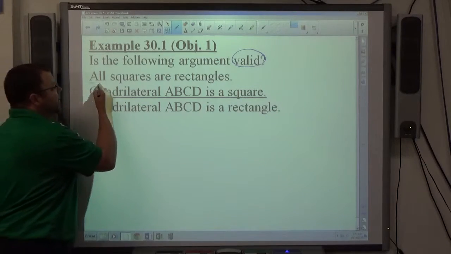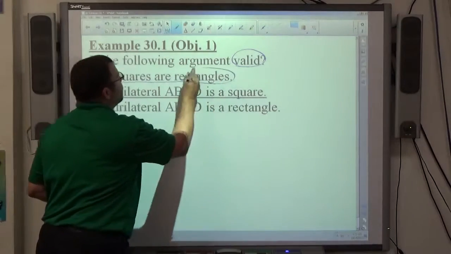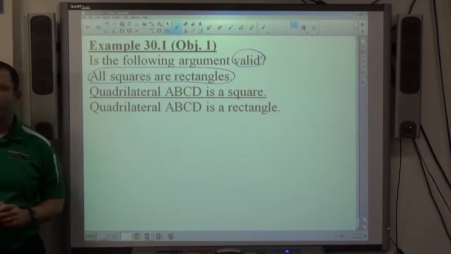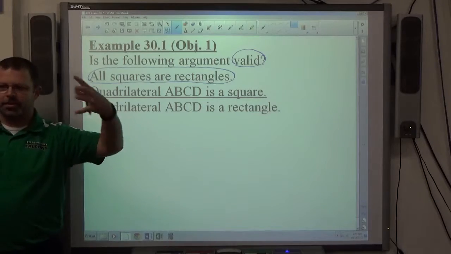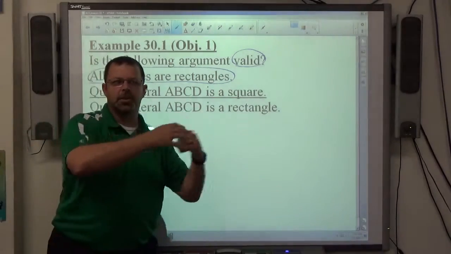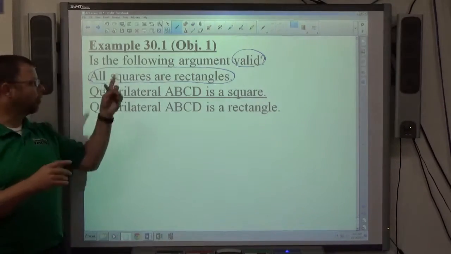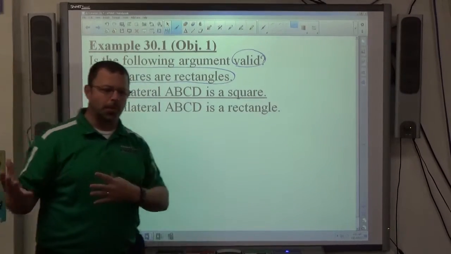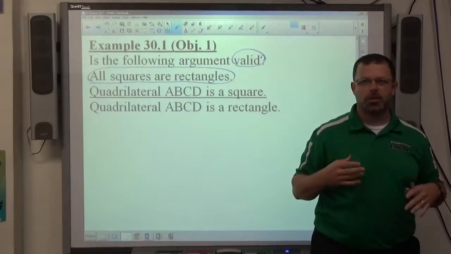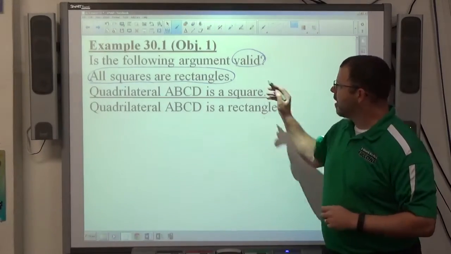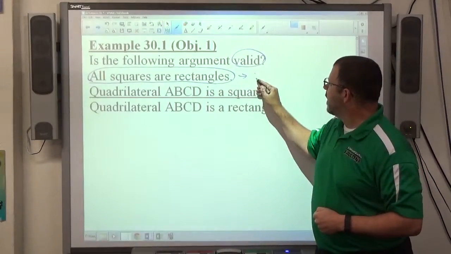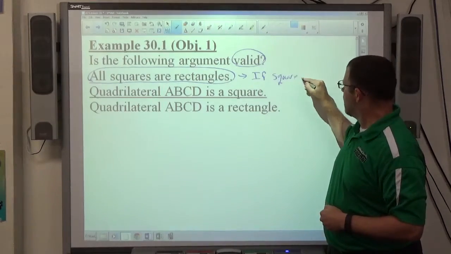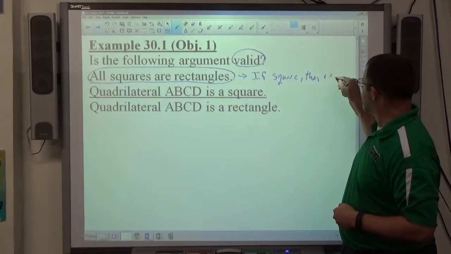The major premise is sometimes written in if-then form. Sometimes it's a categorical statement. A categorical statement would be all things of this type have this characteristic. All squares have the characteristic that they are rectangles. So what we want to do is change everything to if-then form, because if-then form is a lot easier. So, all squares are rectangles: if square, then rectangle.